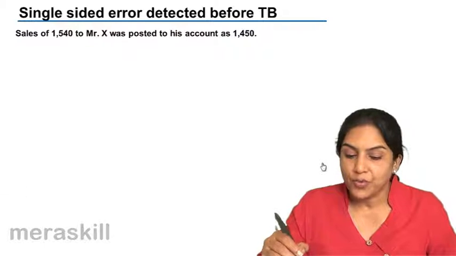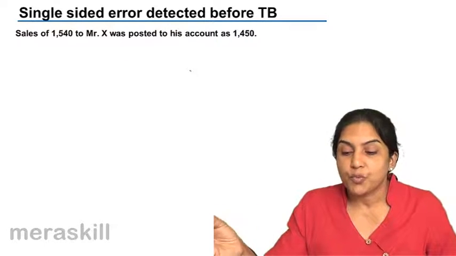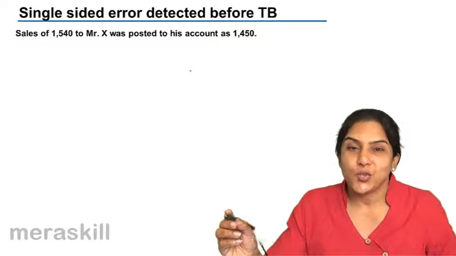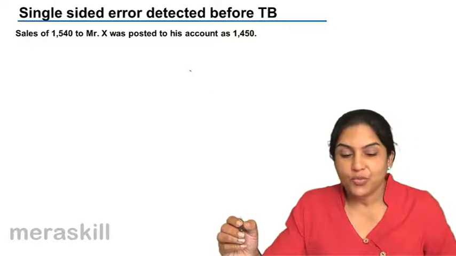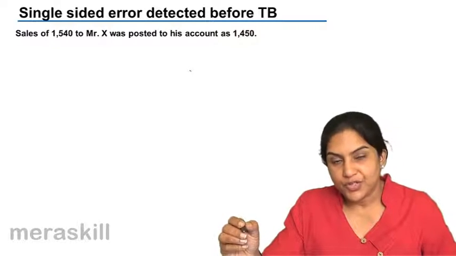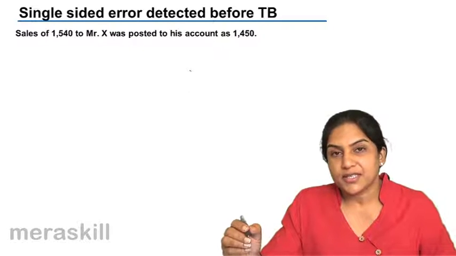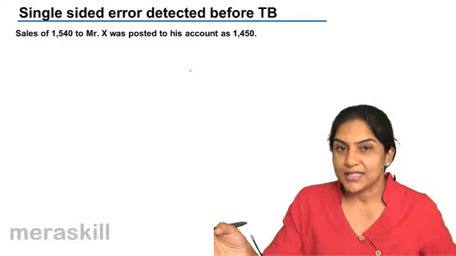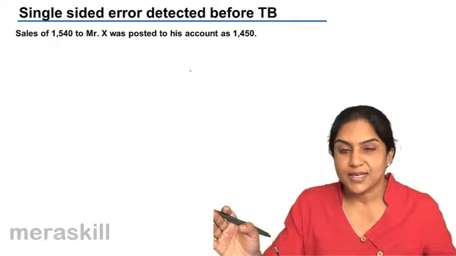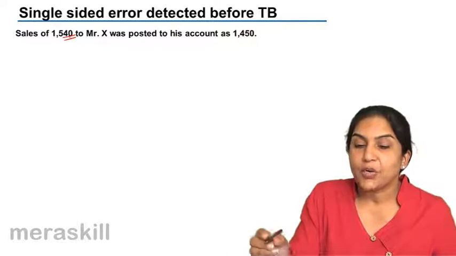Sales of 1,540 to Mr. X was posted to his account as 1,450. Sales is what? 1540. Where was this recorded? In the sales table. If it's recorded in the sales table, the total of the sales will go to our sales account. The sales is correct. Sales is 1540, but posted to X's account.